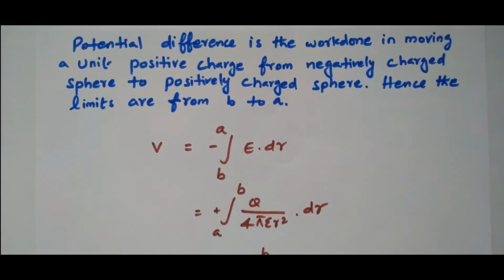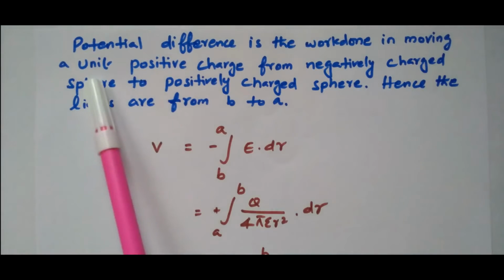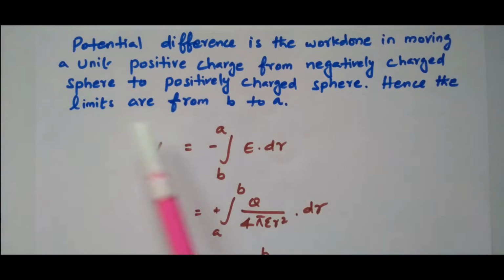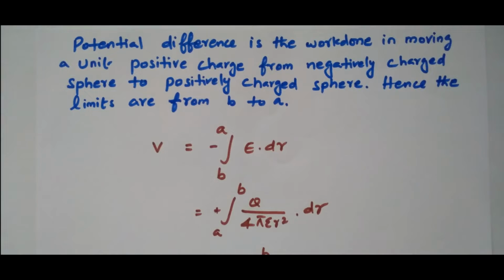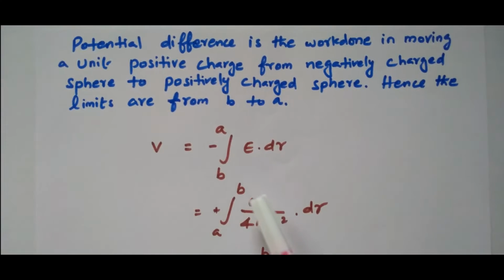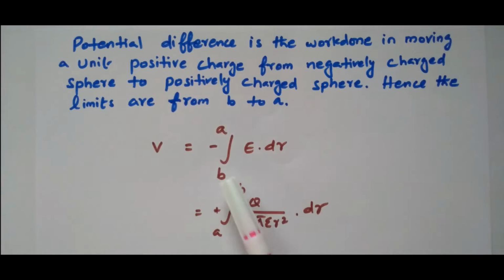Now we'll see what the limit for this integration is. The potential difference is the work done in moving a unit positive charge from the negatively charged sphere to the positively charged sphere, that is, from the outer sphere to the inner sphere. So the limits are from b to a, the radius of the outer sphere to the radius of the inner sphere. So V equal to minus integral b to a E dot dr.